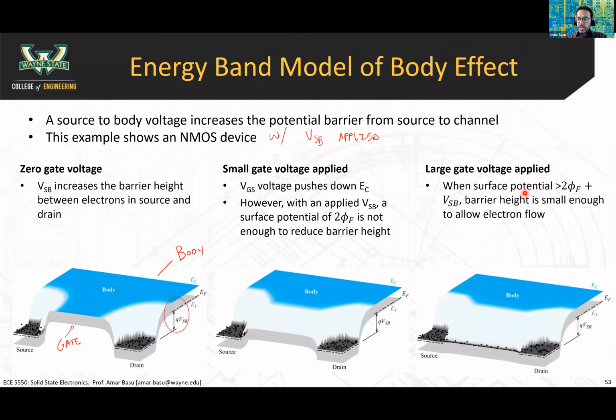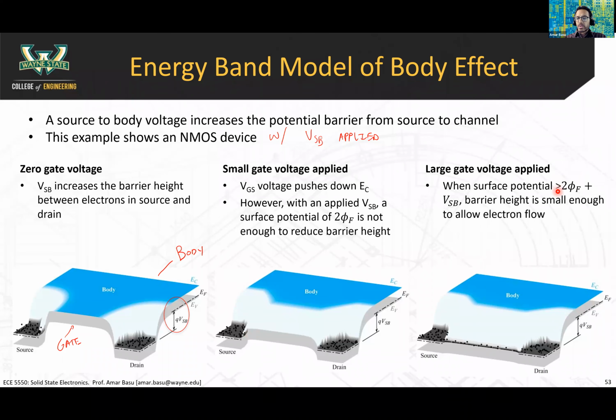When you apply a surface potential that's greater than 2 phi f plus the source to body voltage. Remember, the surface potential is the amount of bending in the band diagram. That determines this barrier height here.